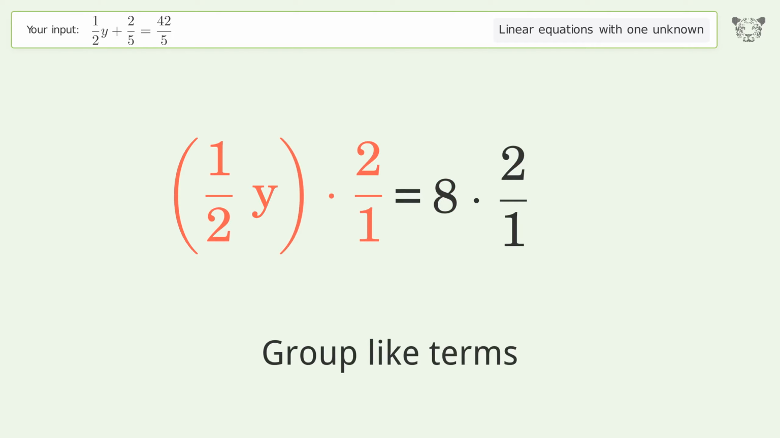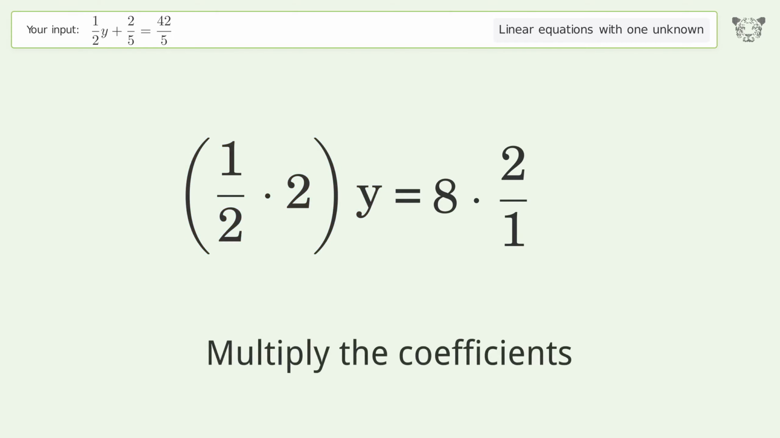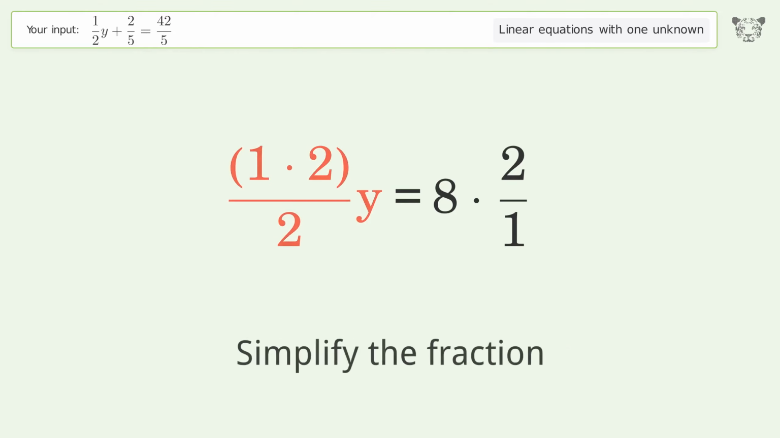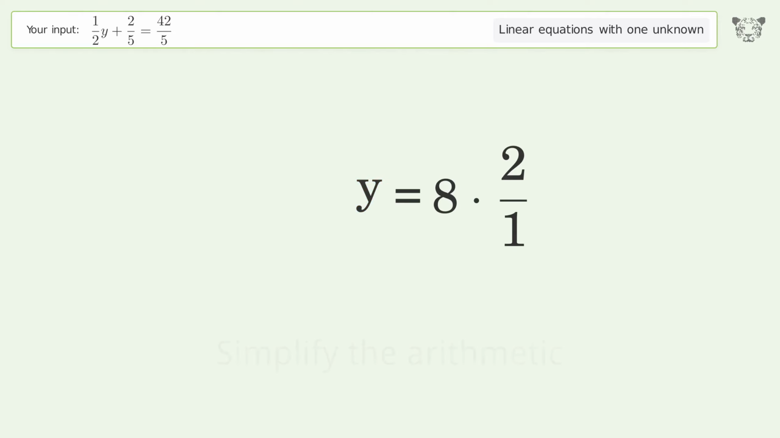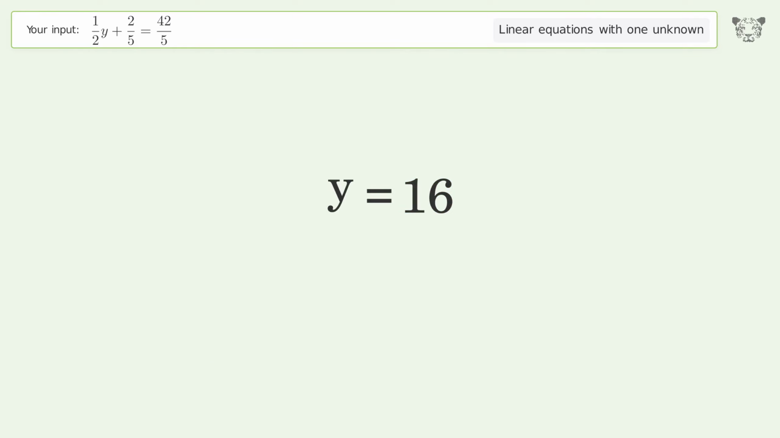Group like terms. Multiply the coefficients. Simplify the fraction. Simplify the arithmetic. And so the final result is y equals 16.